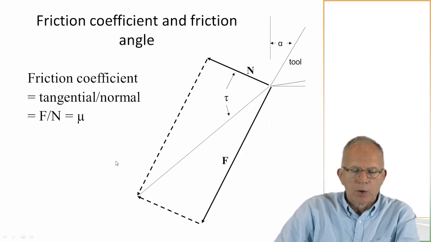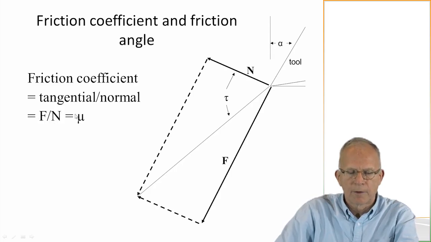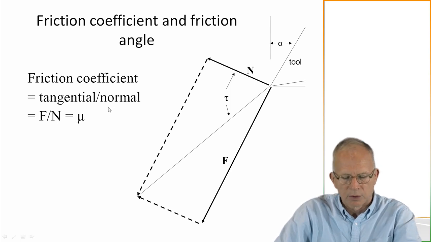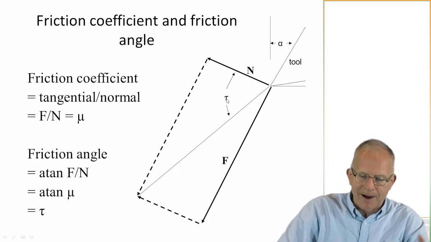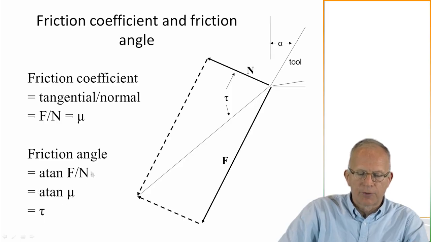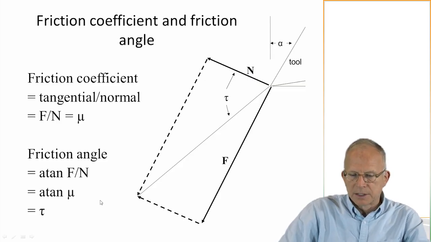So the ratio of the frictional force on the rake face of the tool to the normal force on the rake face of the tool is the friction coefficient. So it's tangential to normal, as in classic friction analysis, and there it's shown there. Now the friction angle tau is the arctangent of the friction coefficient, or the arctangent of F over N. So the rise over the run. All right.